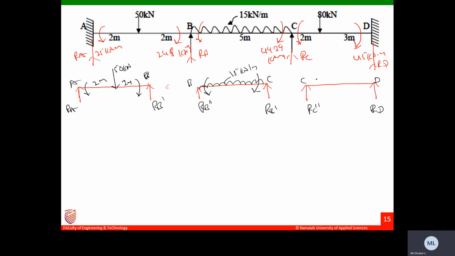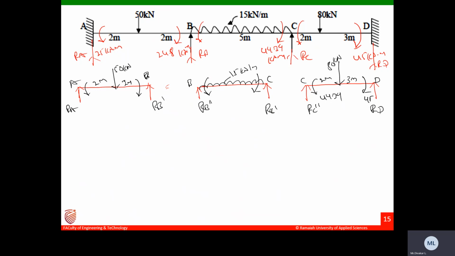Now here, what is the moment? I already calculated. This is 45 and this is 44.39. And one point load of 80 kilonewton. This is 2 meter and this is 3 meters.